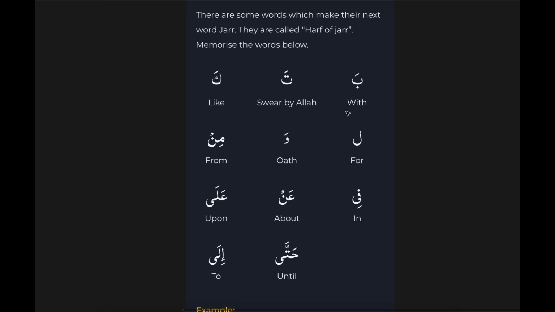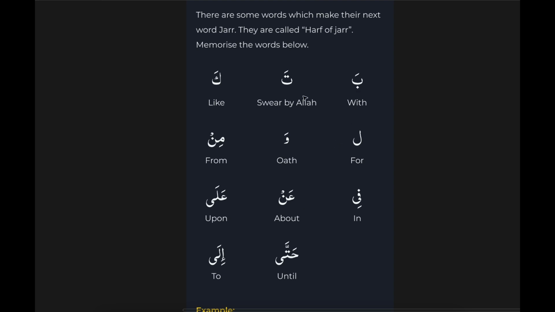We are going to memorize them. So memorize it with me right now. Ba, ta, ka, lam, wa, min, fi, an, ala, hatta, ila. Do this 10 times and inshallah it will be memorized. And also memorize their meaning.